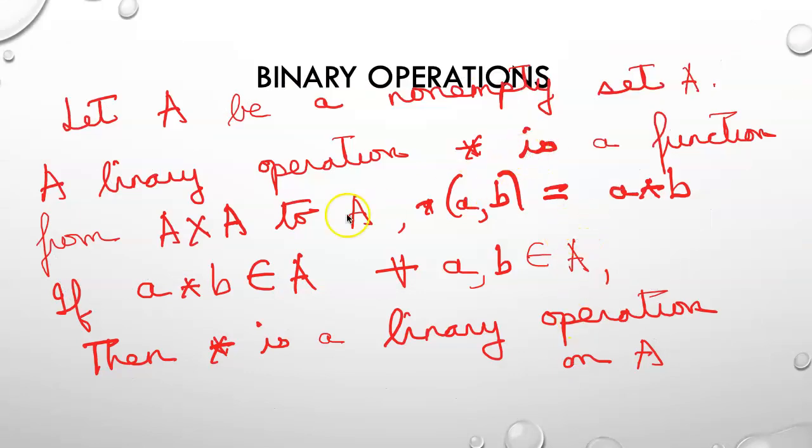Coming to binary operations, if A is a non-empty set, a binary operation star is a function from A cross A to A, such that star(a, b) = a * b. So if a * b belongs to A for all a, b belonging to A, then we say that star is a binary operation on A. So this is a test to use to check if it is a binary operation. You use a * b and check if it belongs to A for every a, b belonging to A.